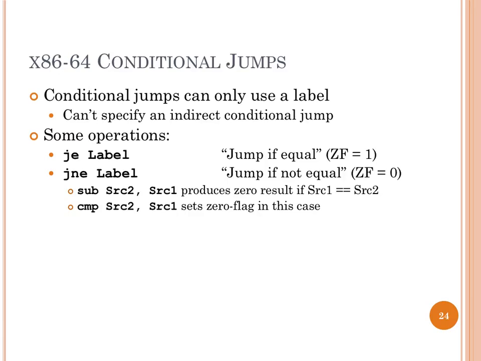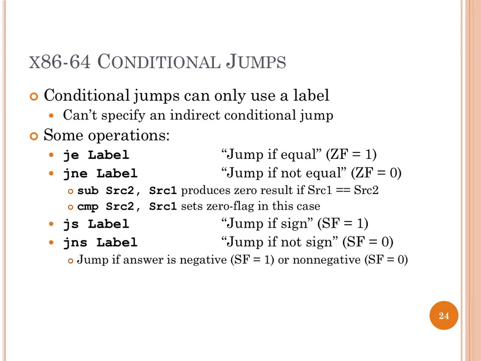Jump if equal, that's what the E stands for. Equal happens when the zero flag is 1, because if you have two equal values and you subtract one from the other, you get 0. It's magic, right? So you could do compare, and if the zero flag is 1, then you know they're equal, and then you can jump somewhere. Jump if sign, jump if not sign. This will jump somewhere if a value is negative or non-negative.